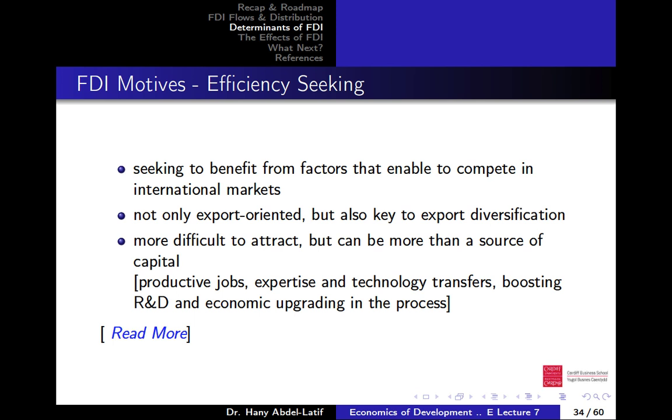And then we asked the question, what attracts or determines these capital flows, FDI flows? Then we used one paper. We looked at these different motives. We classified the FDI based on their motives into market-seeking FDI, resource-seeking FDI, and efficiency-seeking FDI. And based on that, we could understand what factors determine these flows.